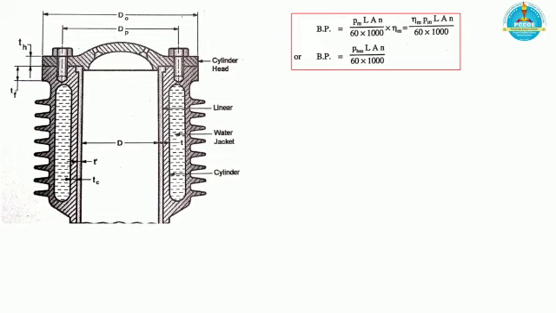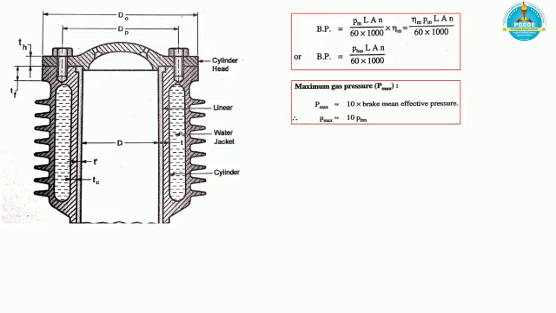Here you can see that the brake power is calculated including the mechanical efficiency, and it is also possible to calculate the brake mean effective pressure PBM, that is nothing but the multiplication of the efficiency and the mean effective pressure. Sometimes the maximum gas pressure may be given, and we can calculate the PBM from the relation P max approximately equal to 10 times the brake mean effective pressure.